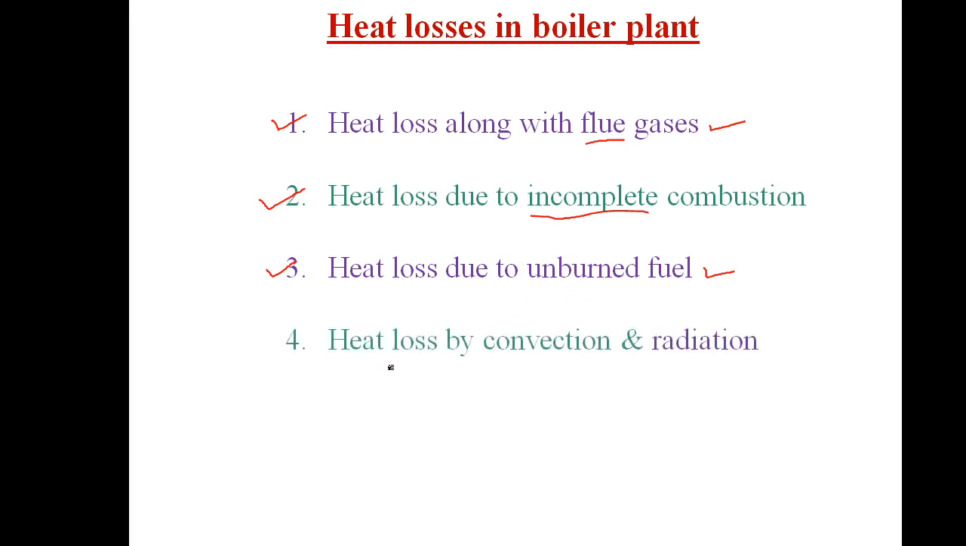Then the fourth is heat lost by convection and radiation. The parts of a boiler are exposed to the atmospheric air, and because of this, heat is lost to the atmospheric air by two modes of heat transfer: convection and radiation. Generally, this amount of heat lost by convection and radiation is not calculated by any measuring technique, so it is unaccounted heat. We have to find out how much heat is lost which is not accounted for, and we call that the heat loss by convection and radiation.